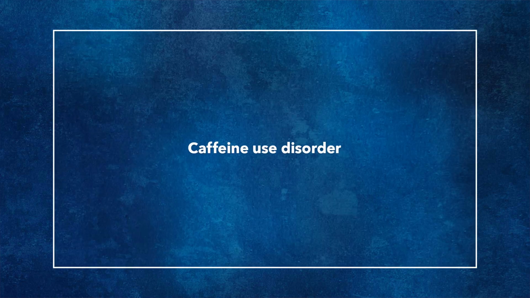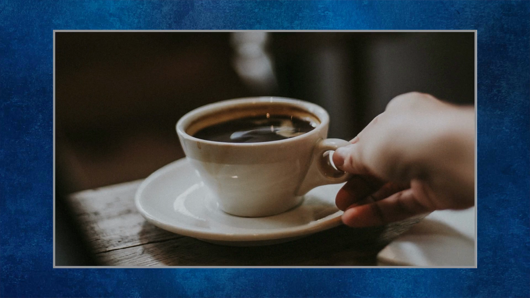Second is caffeine use disorder. Caffeine is a natural stimulant which is most commonly found in tea, coffee, and cacao plants. A stimulant works by increasing the activity of our central nervous system. It induces alertness and wakefulness, elevates our mood, and increases motor activity. Caffeine is also associated with the increased circulation of chemicals such as cortisol and adrenaline, which in turn increase our heart rate, elevate blood pressure, and boost energy supplies.